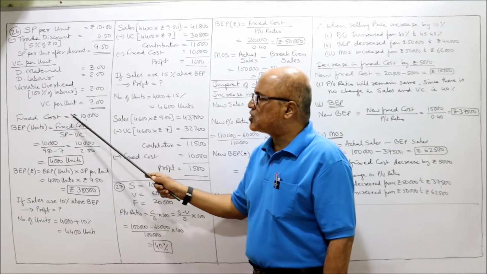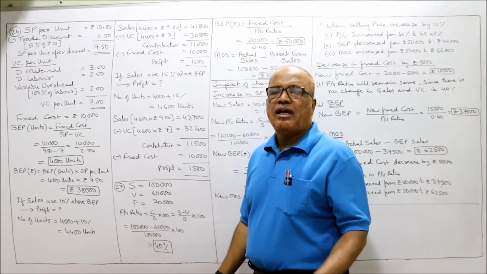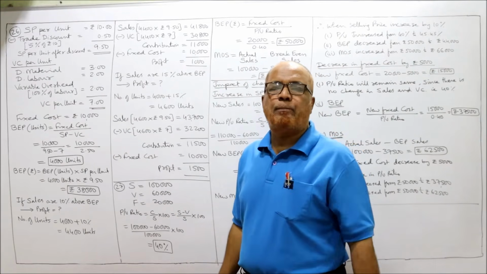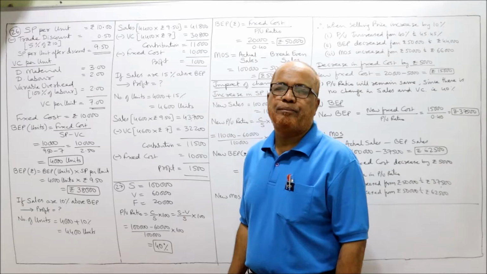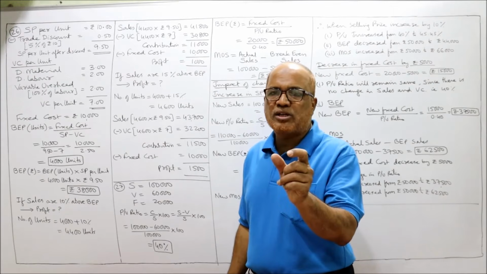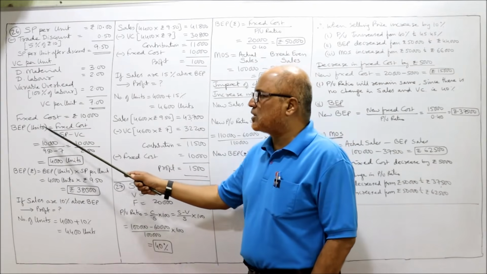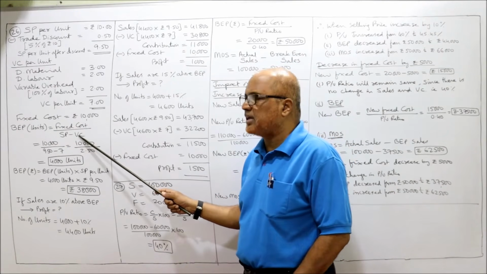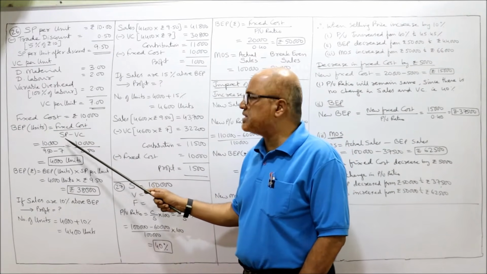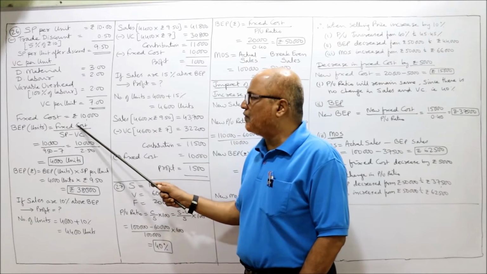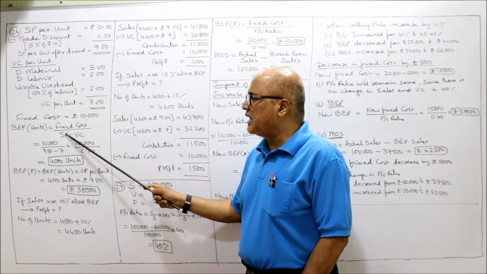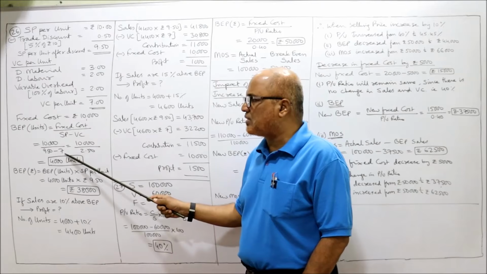And the total fixed cost is 10,000. It is asking you to calculate the break-even point, BEP. When per unit information is given, we can calculate BEP in units. So BEP in units is equal to fixed cost divided by SP minus VC. Fixed cost divided by selling price minus variable cost. So fixed cost 10,000. Selling price 9.5, variable cost 7.